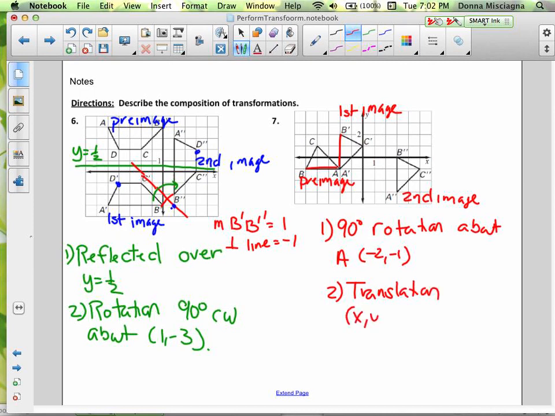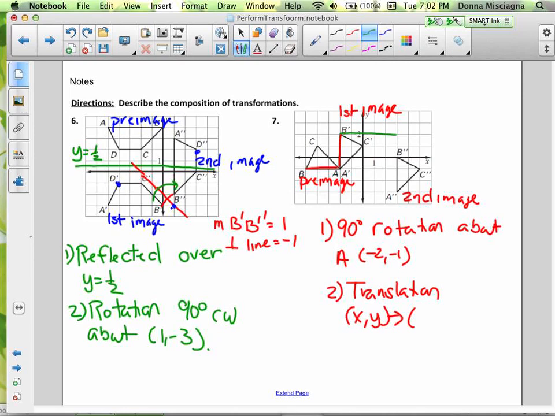And all we've got to do is figure out how far. (x, y) goes to... So we are moving to the right, and we're just going to match corresponding points. I'm going to use a different color. I'll match B prime and B double prime. So we've moved 1, 2, 3, 4, 5.